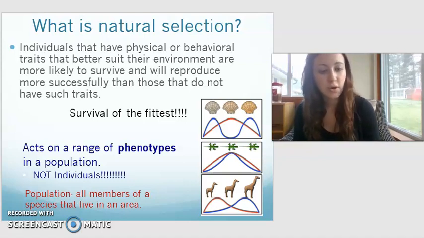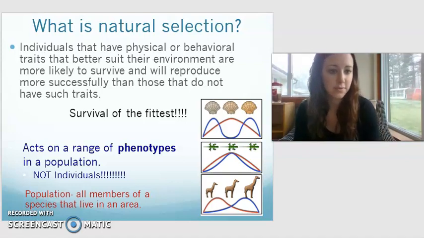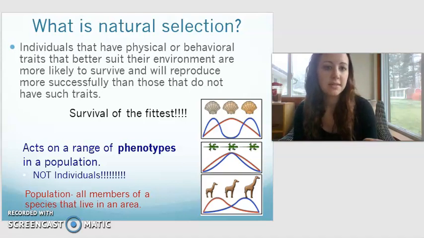Remember, population is all of the species that live in an area. It's not a community. A community is like, think of the Lion King. When they're all around Pride Rock, you have the lions and the hippos and the zebras. That is a community. A population is all members of a single species that live in an area. That's what we're looking at when we're looking at evolution.